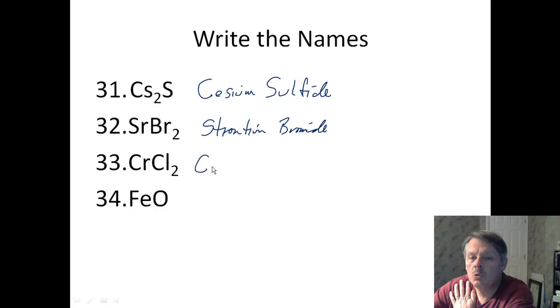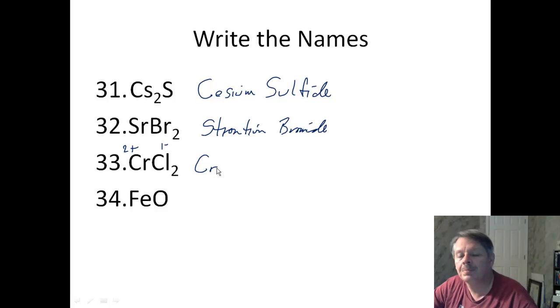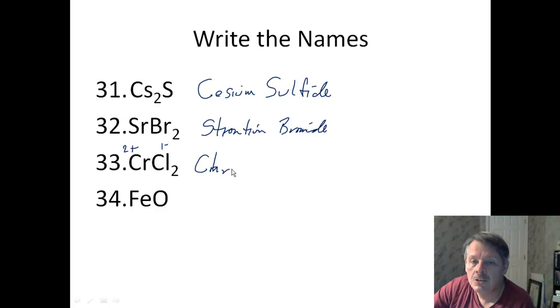Chromium. Ooh, that's not so nice. Chromium, let's see. When I crisscross those, that's a 2+ and a 1-. Chromium is a transition metal, so clearly that's going to be chromium 2. So you just have to make sure there really is a chromium 2 there. Chromium 2 chloride. Yes, the parentheses are required, so make sure you put them in.